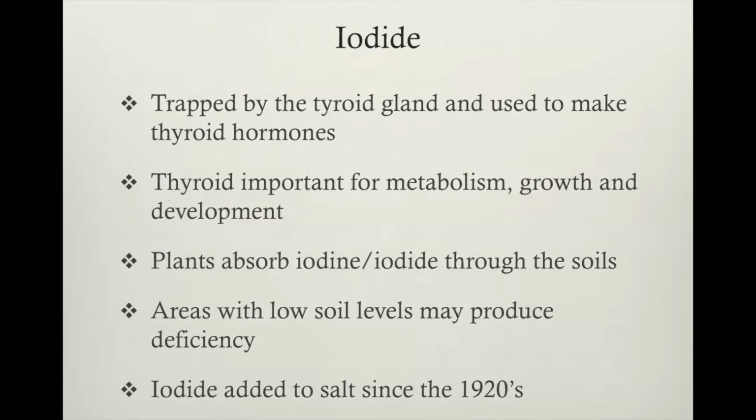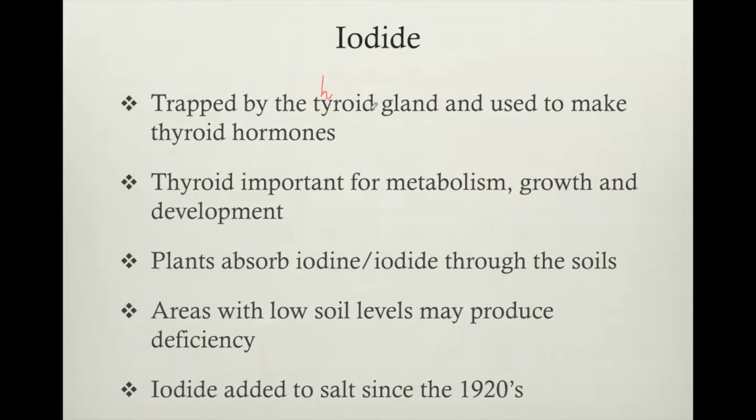Iodine. So we're moving away from the B vitamins and talking about some other important components for metabolism. Iodine is very important for metabolism, and it is utilized by the thyroid gland. There is a small little typo here. I apologize. And it's used to make the thyroid hormones, which are absolutely crucial for life.